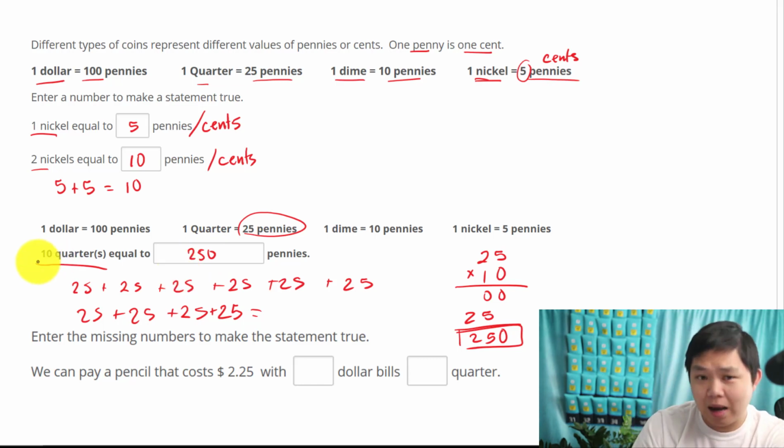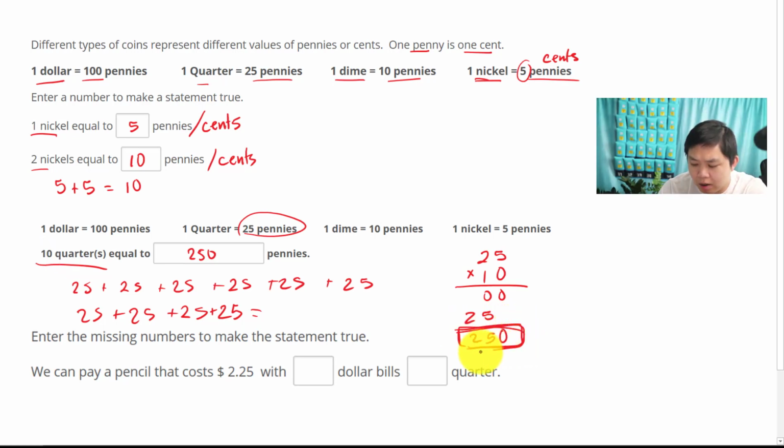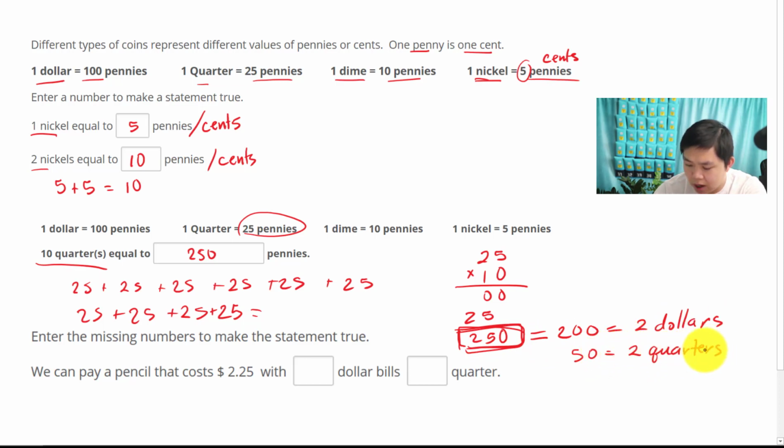So if I were to pay with this, instead of saying this item costs 10 quarters, what do we notice about 10 quarters? Look at this, 250 cents. What is that equivalent to? Well, 200 is equal to $2, and then 50 cents is equal to 2 quarters. So instead of saying this item costs 250 cents, we can now say that this item costs $2.50. So we can take out the $2 bills and then 2 quarters and pay right away, instead of counting 1 penny at a time.